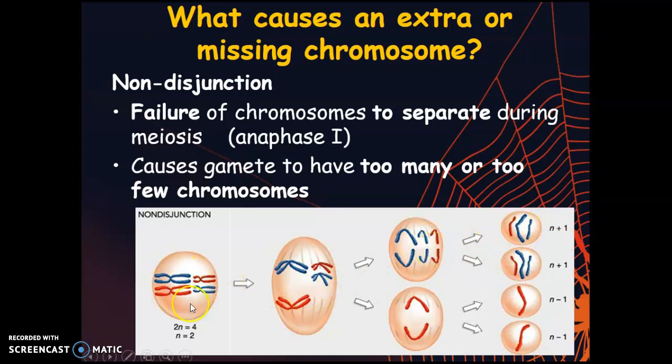So we should have 4 chromosomes going to 2. Remember, in meiosis, we divide twice and end up with half the number of chromosomes. But instead of having 2 chromosomes, we have 3 in 2 of our cells and only 1 in the other 2 cells. If any of these are used in fertilization, we're going to end up with a cell with too many or too few chromosomes after fertilization.